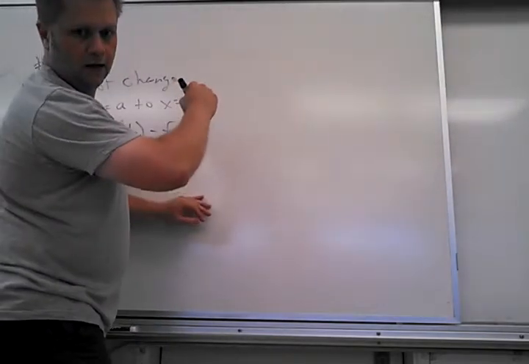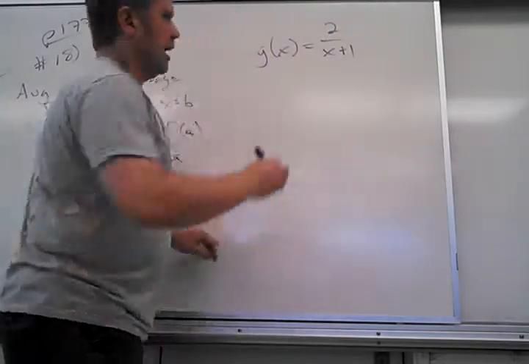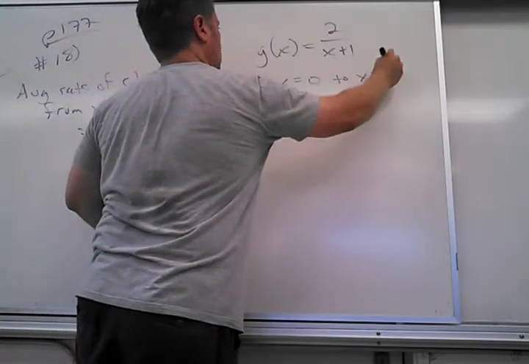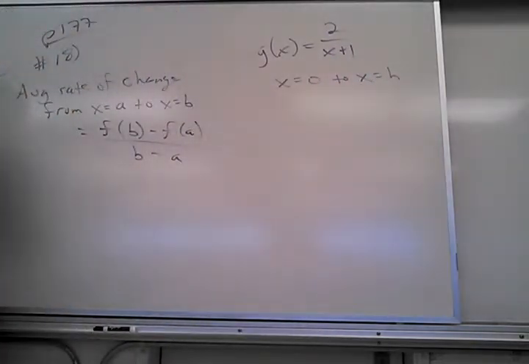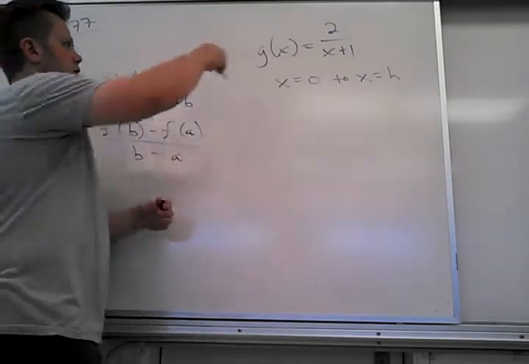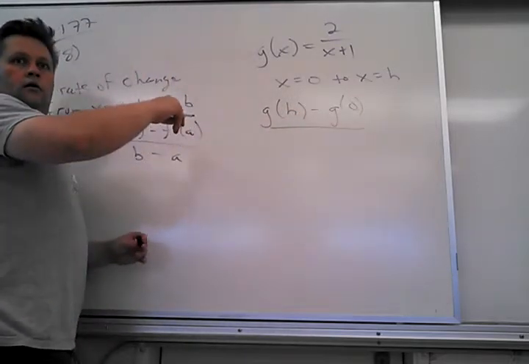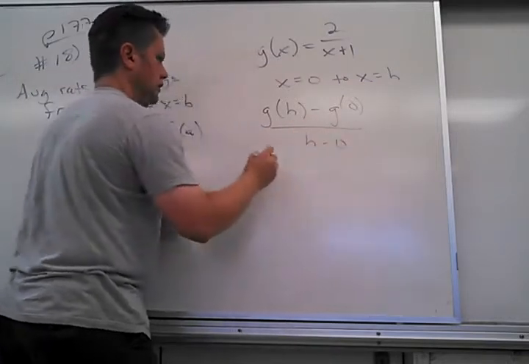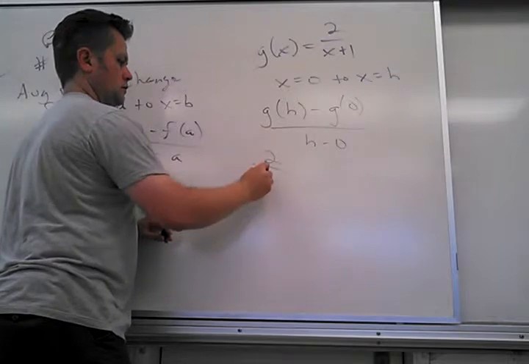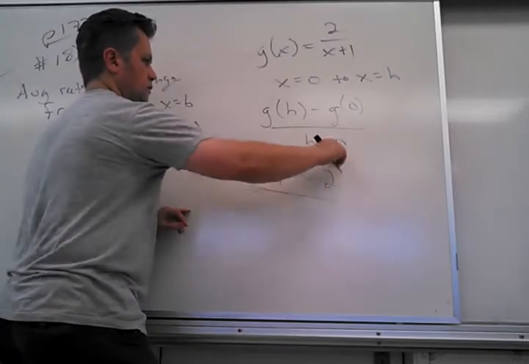So what if I say the function I'm working with is 2 over x plus 1, and I want to know what's the average rate of change from 0 to h. And we shouldn't be surprised. I mean, at this level, we have to work with variable inputs. Right? We're not always going to get numbers to work with. So here's an example of one where you have to work with an input of h. So you just use the formula. So I'm going to have to do g of h minus g of 0 over h minus 0. What is g of h? 2 over h plus 1. And what's g of 0? 2. And h minus 0, incredibly enough, is h.